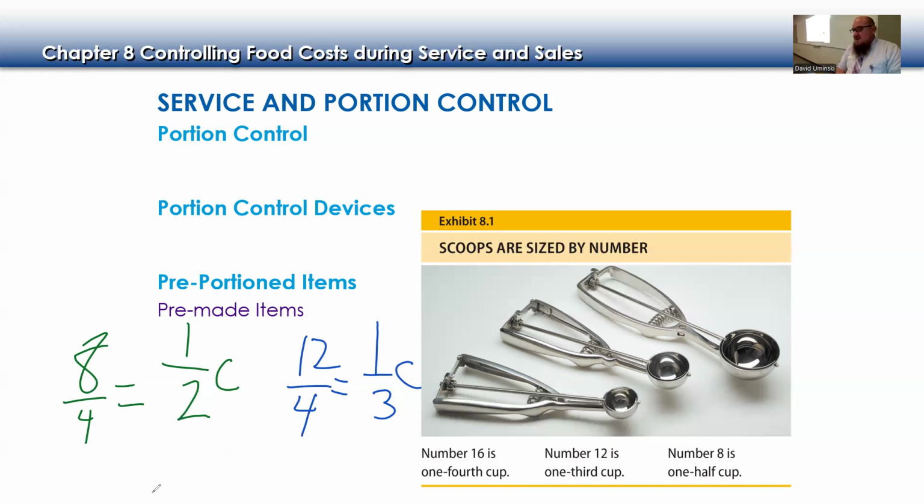All right. So any questions about scoops and how we do that? Okay, I think there is a question on the final exam about what's the scoop number for a certain size. So remember, if you're looking for the scoop number, you're going to multiply the denominator by 4, and that's your number for your scoop. Okay?